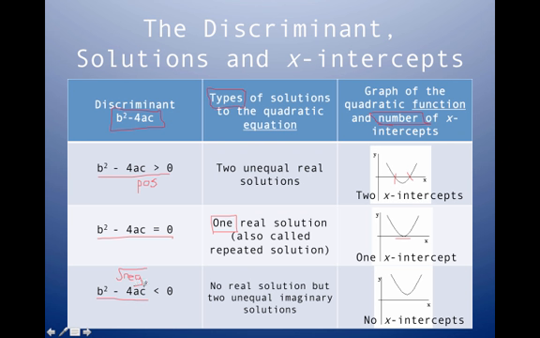All right? And so if the discriminant is less than 0 or a negative number, we have no real solution. And what that means is that we have two imaginary solutions. And all this means is that the parabola neither touches nor crosses the x-axis. And so it just kind of sits up in some quadrant of our coordinate plane.